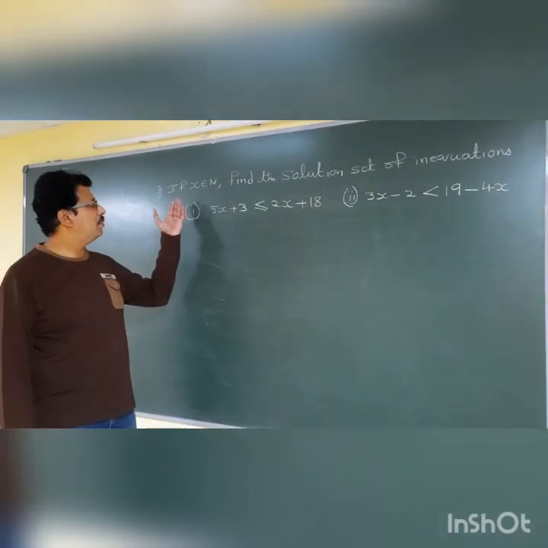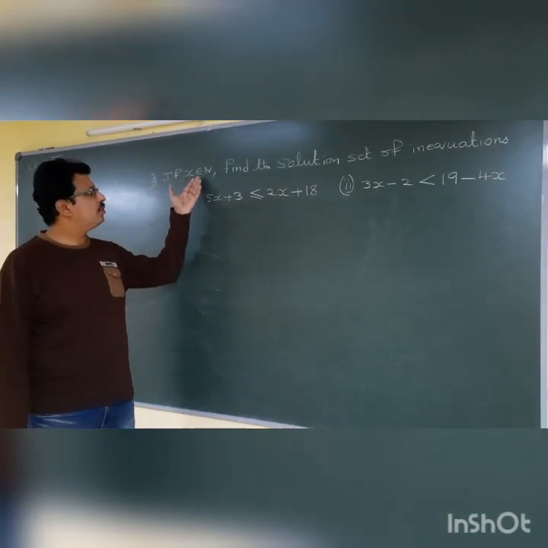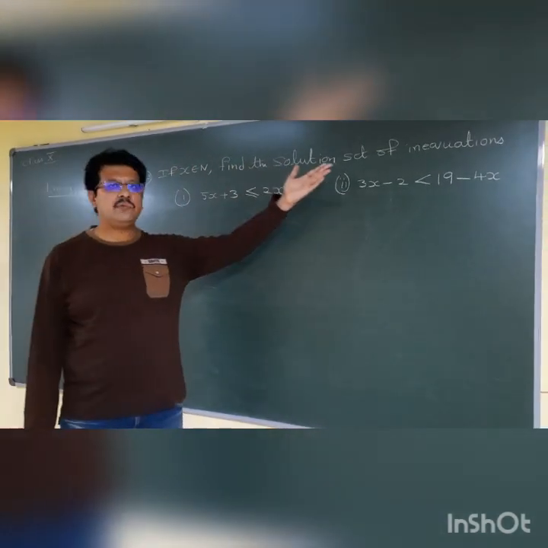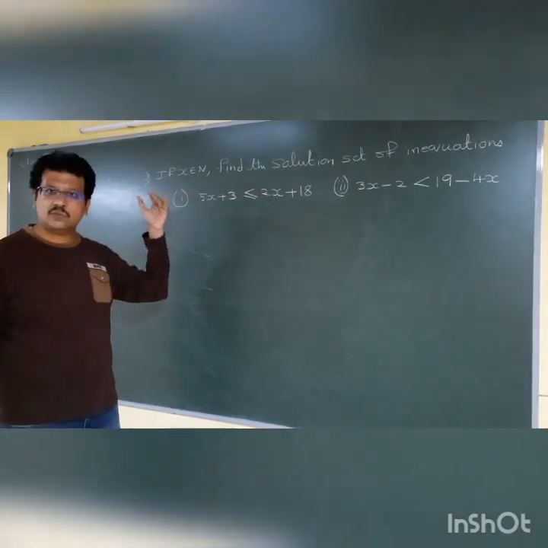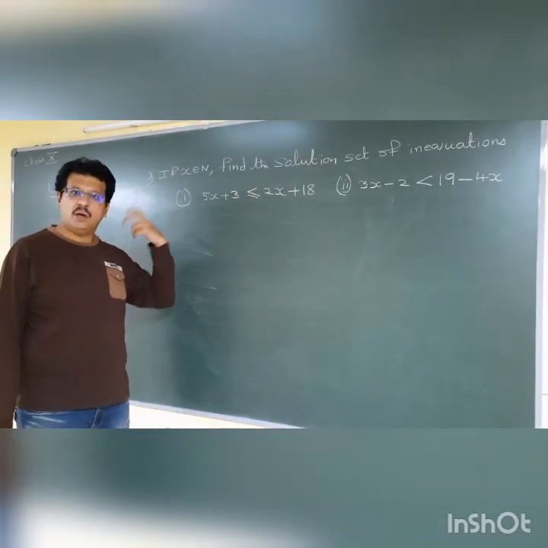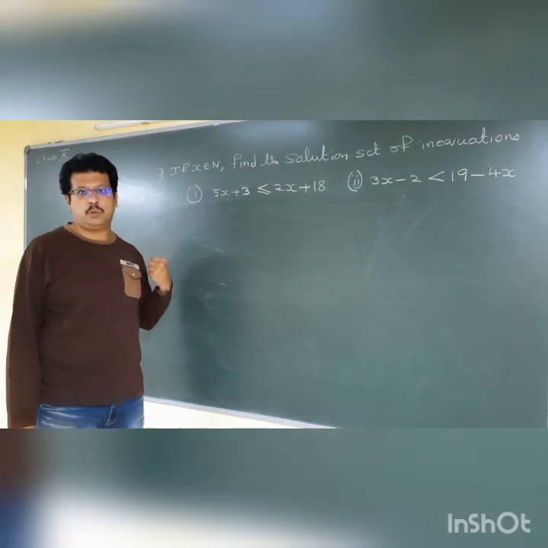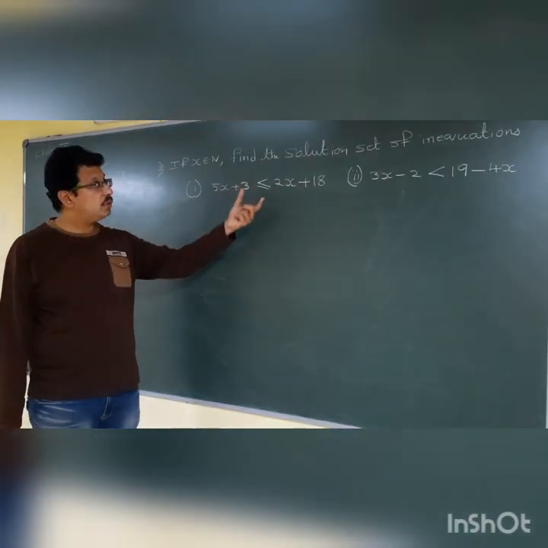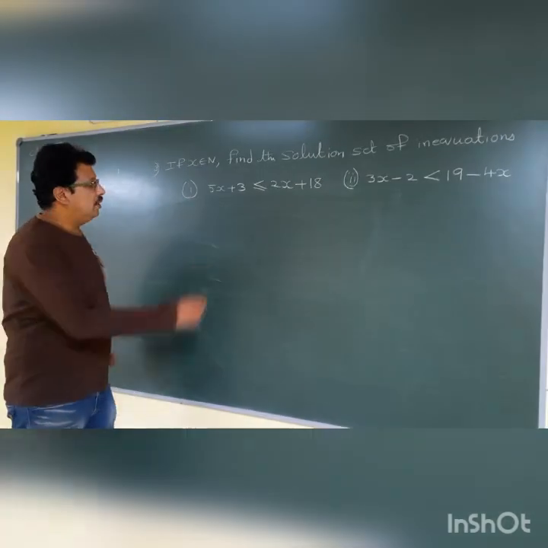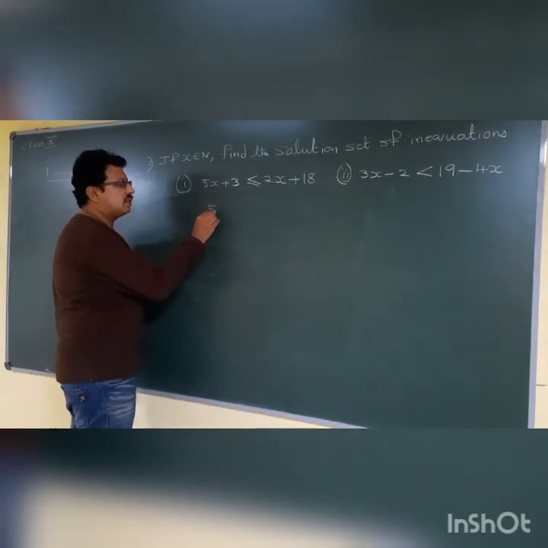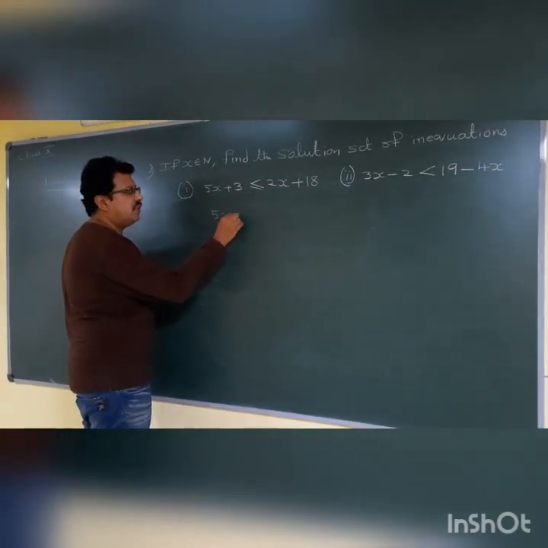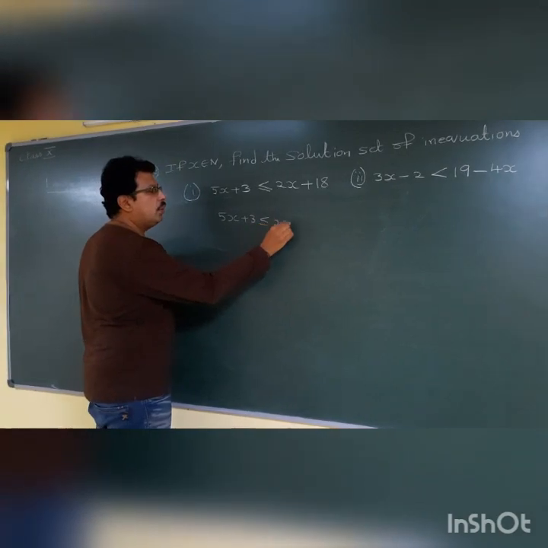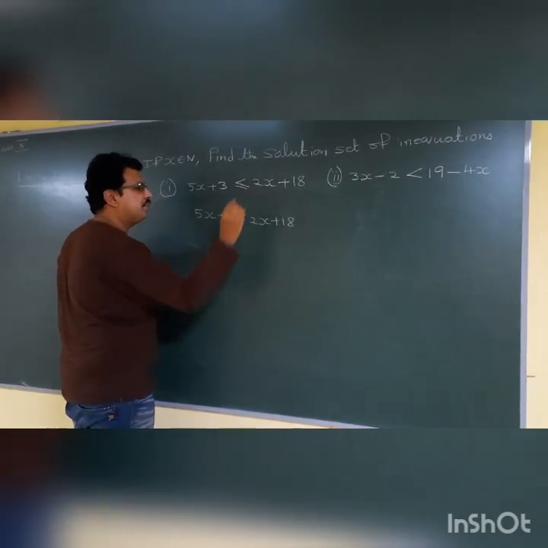Children will solve the problem here. If x belongs to natural numbers, find the solution set of inequations. When I start solving the sums, I will be explaining how we have to go on with the problems here. So now we are going to solve this inequation: 5x + 3 ≤ 2x + 18. This is the problem here.